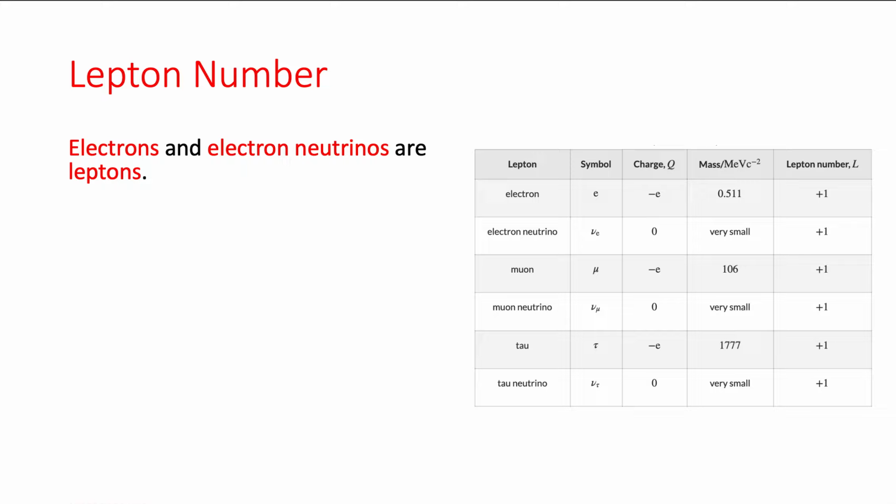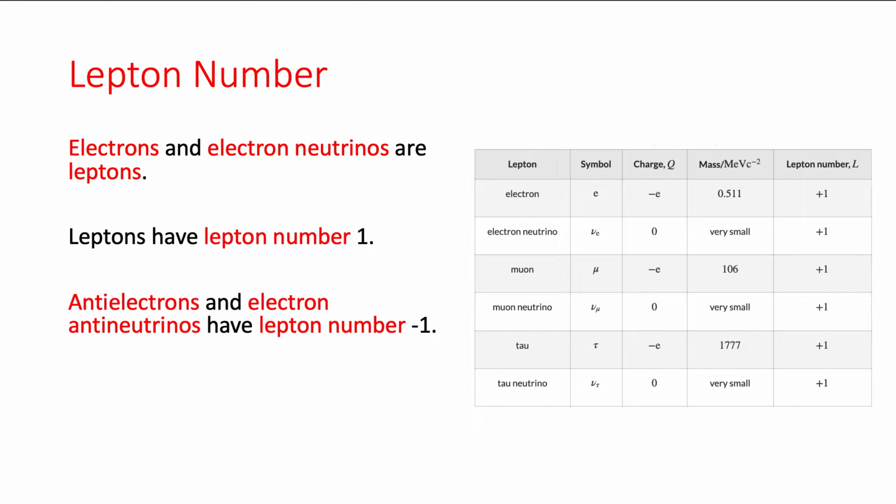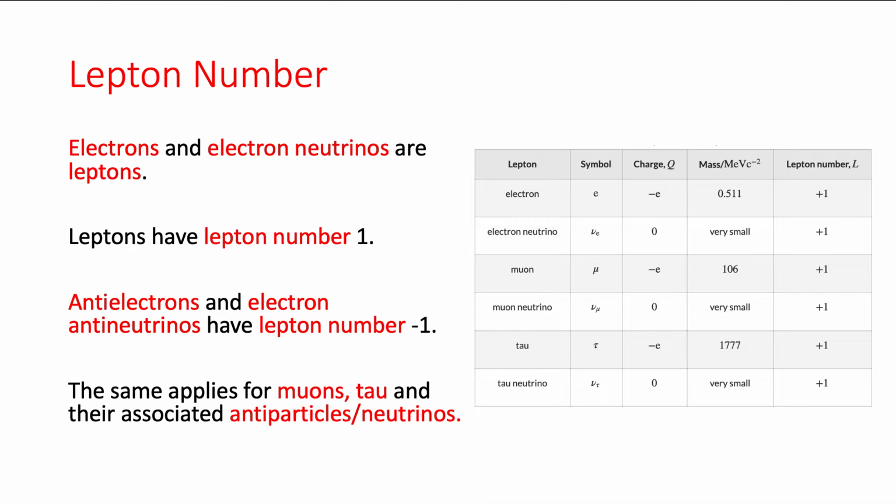You can see on the table, we've got a list of different leptons. There's the electron neutrino, the muon neutrino, tau neutrino, etc. And they've all got lepton number in that last column of 1. They've got different charges and different masses as well. Okay, leptons have lepton number 1. It then follows the anti-electrons or positron, and for example, an electron antineutrino or a muon antineutrino, anything with anti, has a lepton number of -1.